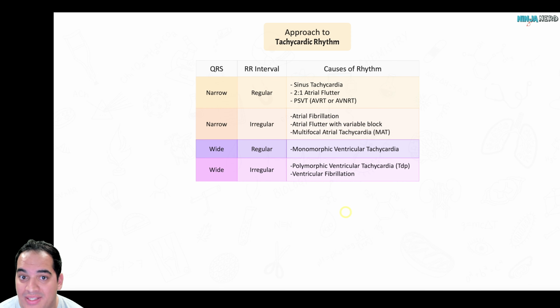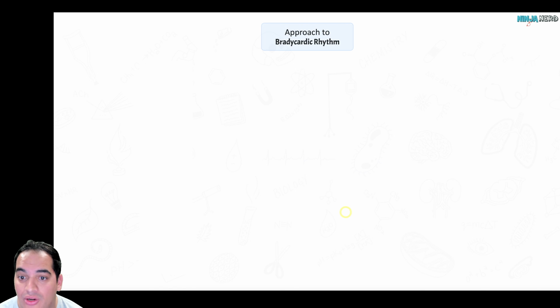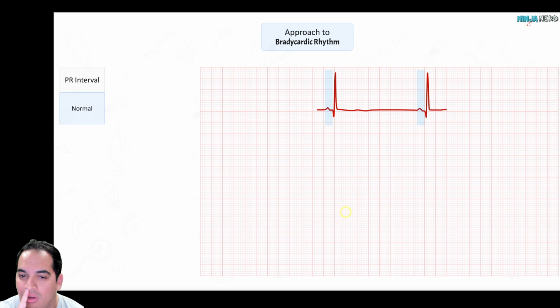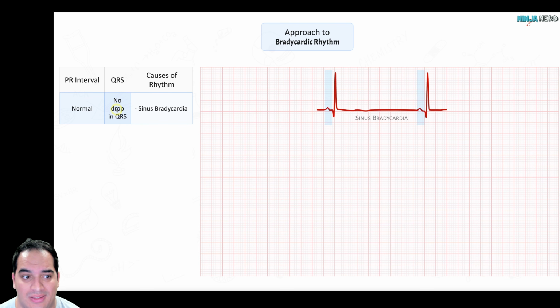Now, with that being said, let's go to a patient who has a bradycardic rhythm. So their heart rate's less than 60 beats per minute. Then I start thinking, okay, could they have sinus bradycardia, or could they have an AV block? Well, the first thing I want to do is look at the PR interval. If the PR interval is normal, they don't drop any QRS complexes, and every P is followed by a QRS, well, that's sinus bradycardia.